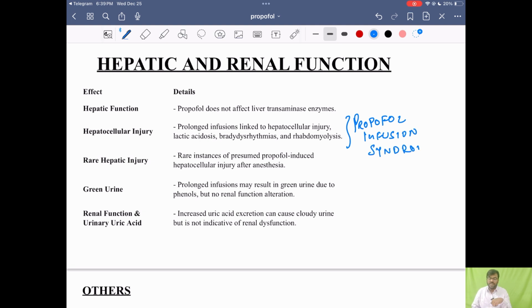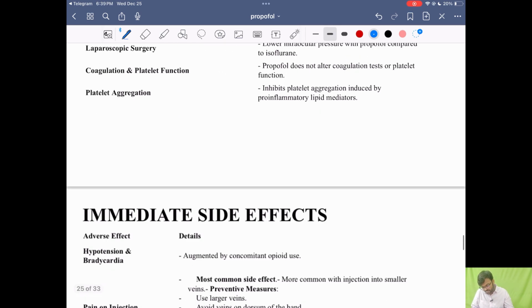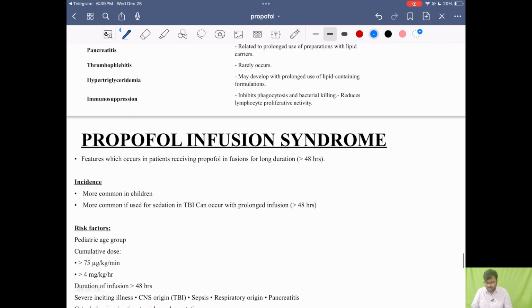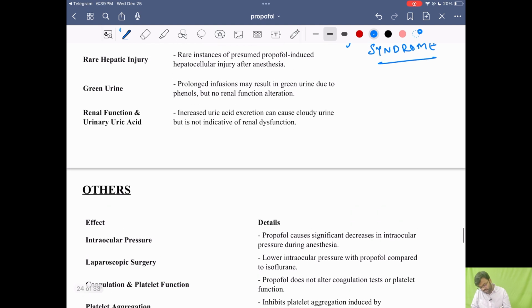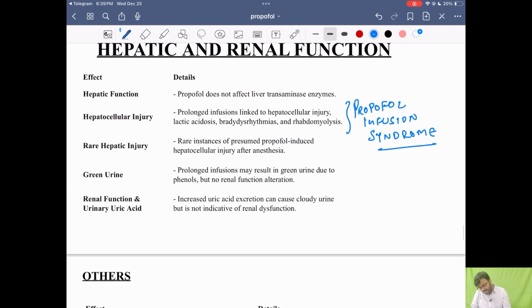We are going to discuss that later. There are rare instances where hepatocellular injury after administration of anesthesia has been correlated to propofol.